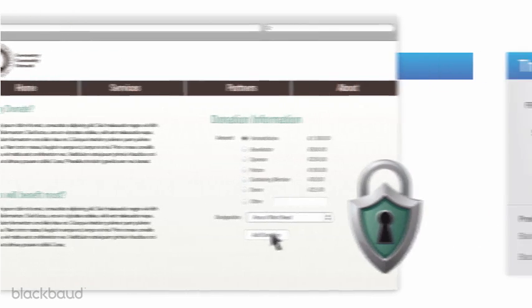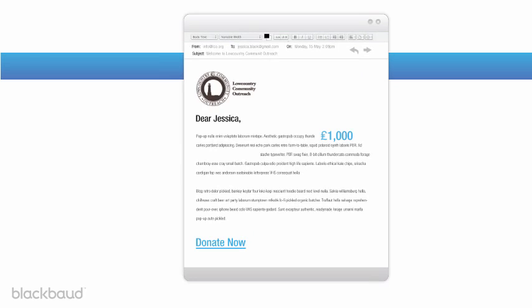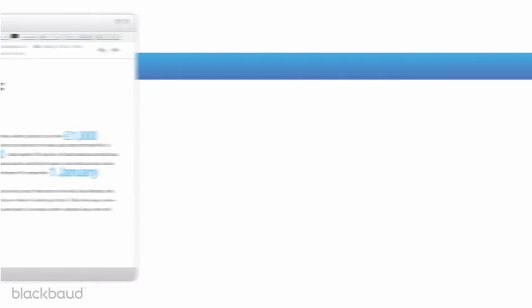Spark directly integrates with your Razor's Edge database, so there's no need to rekey gift information or online transactions. It also means you can leverage vital information coming in to reach out more effectively to your supporters.